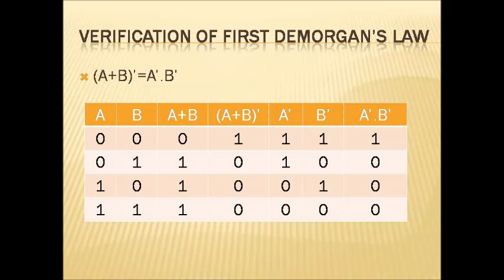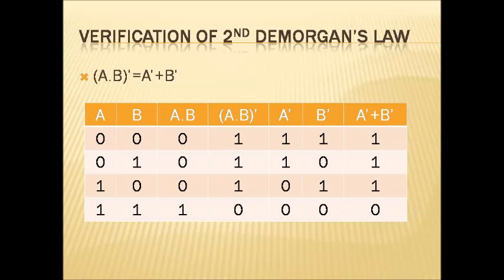Okay, here you can see that we are verifying the first De Morgan's law using the truth table method, right? So please see that (A + B) the whole bar is equal to A bar · B bar. We are verifying the same using the truth table method. Please go through the truth table method, right? You can see that you can easily verify using the truth table method, right?